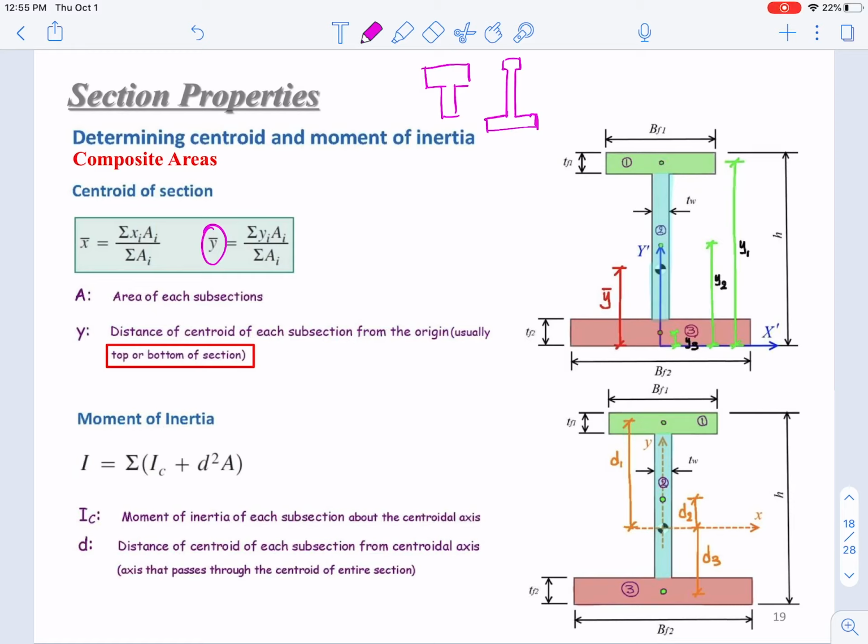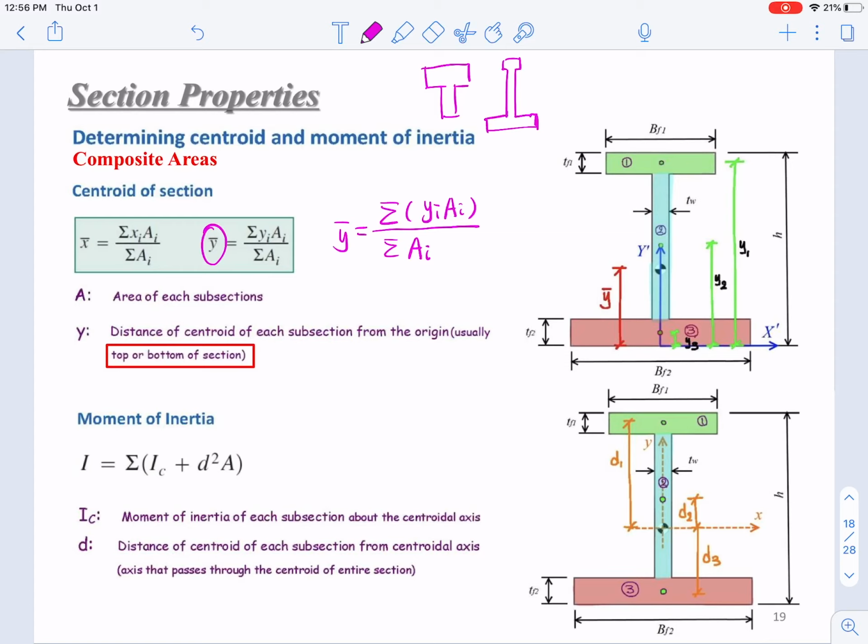Okay, then look at this equation. This equation would be just y bar equals sum yi ai over sum of ai. Right. This yi is the distance of the centroid of each subsection from the origin, or from the top or the bottom of the section. This is based on how you select the origin.